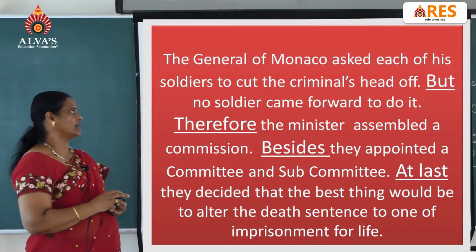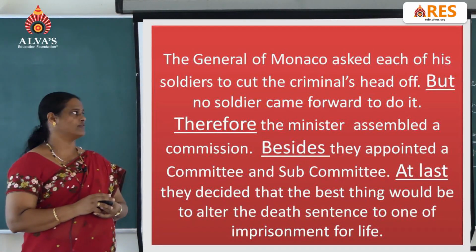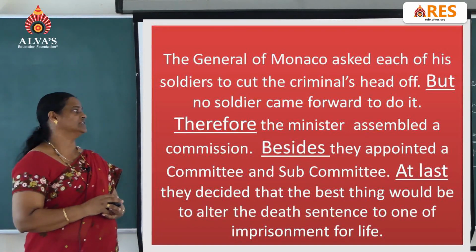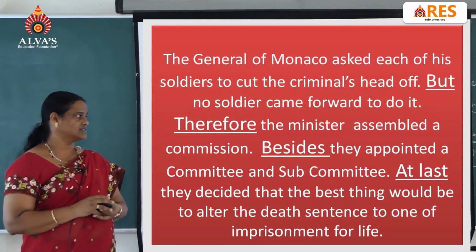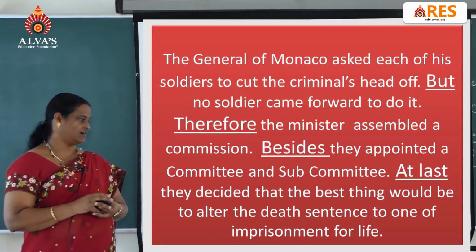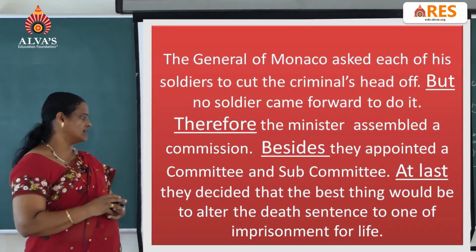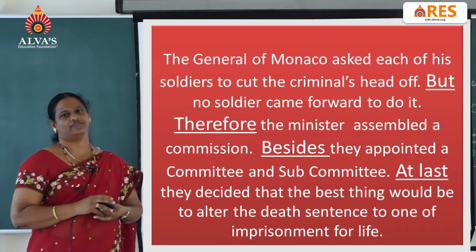The general of Monaco asked each of his soldiers to cut the criminal's head off, but no soldier came forward to do it. Therefore, the minister assembled a commission. Besides, they appointed a committee and a subcommittee. At last, they decided that the best thing would be to alter the death sentence to one of imprisonment for life.